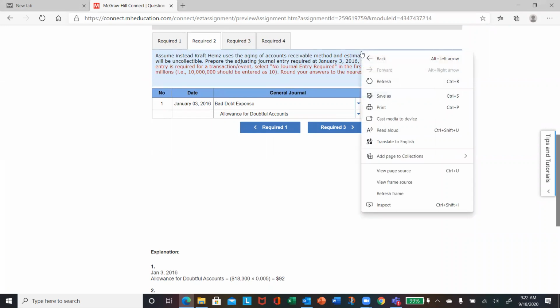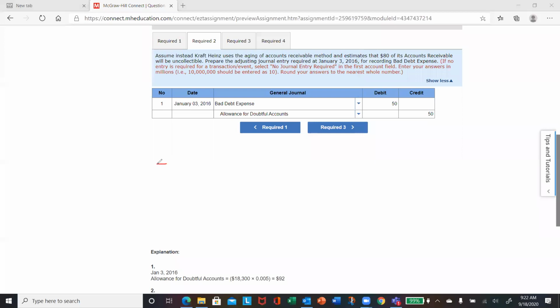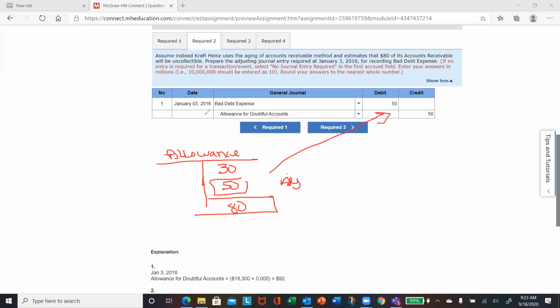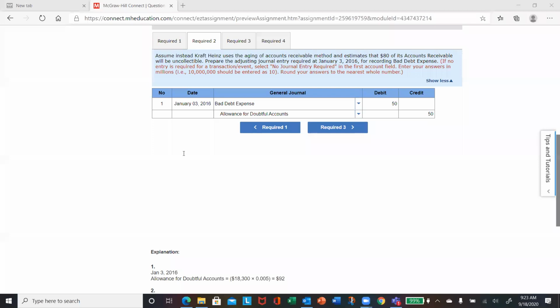If I put this in a T account, so again, here's your allowance. And unadjusted right now, it's got 30. And you want that ending balance to be 80, so your adjusting entry would have to be 50. That would be your plug number. So that's where they get that 50. So just simply debit bad debts expense and credit your allowance for doubtful accounts.